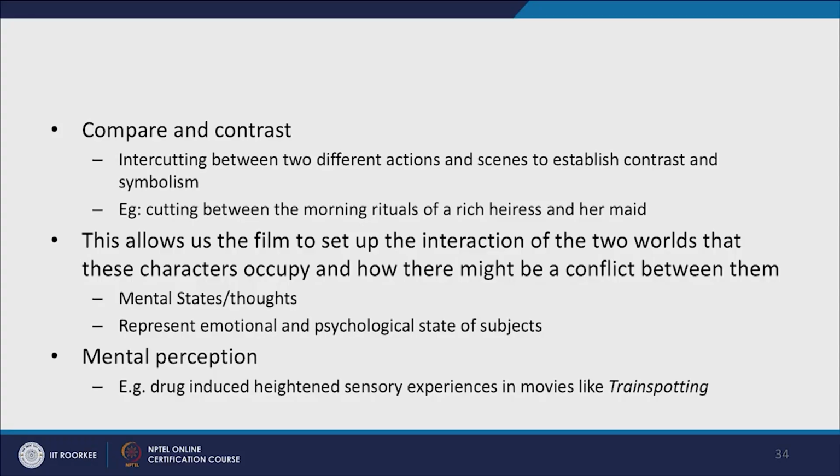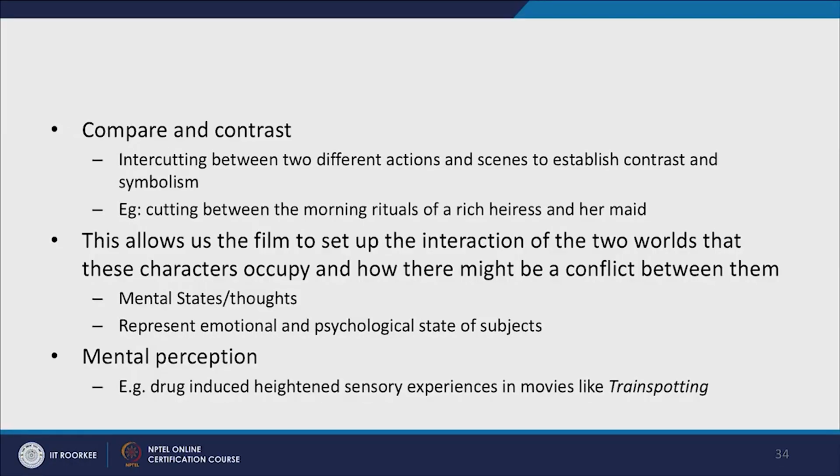The technique of montage is also used to compare and contrast different scenes. For example, intercutting between different actions and scenes to establish contrast and symbolism. For example, the morning rituals of a housemaid and the morning rituals of the rich heiress whom this maid serves can also be used to show the contrasting manners of their duties and the ways they spend their time.